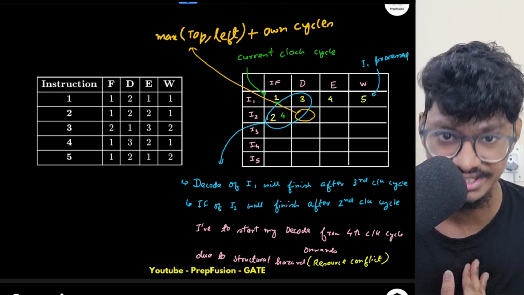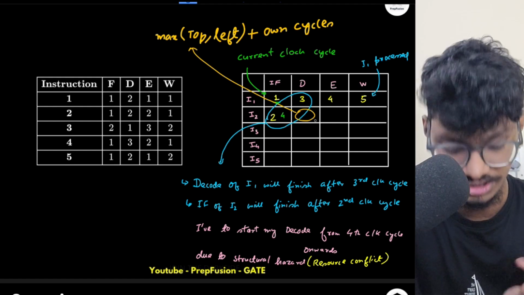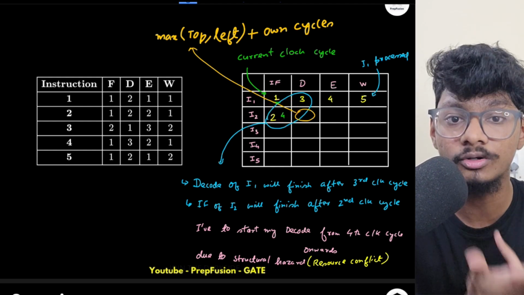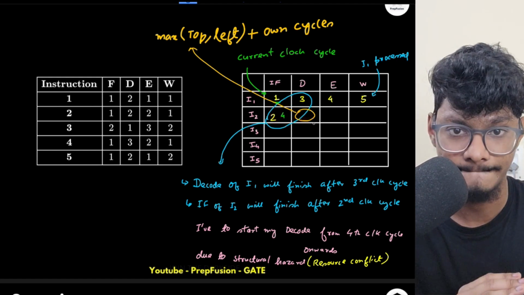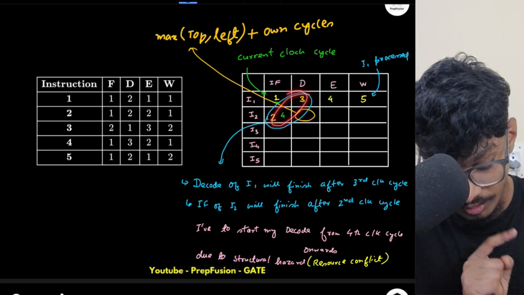Instruction hasn't been fetched yet. How can you decode the instruction? The instruction itself hasn't been fetched yet. How can you decode the instruction? You cannot decode the instruction, right? So you have to wait. You have to put a stall cycle again. Okay. So obviously I will choose the maximum of these two.